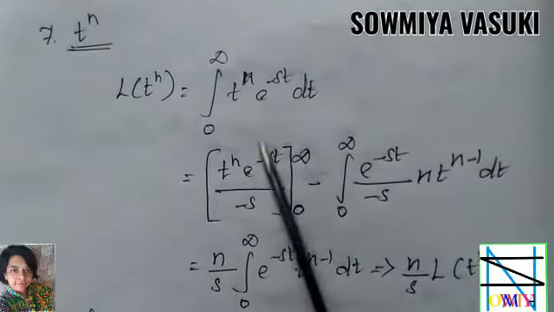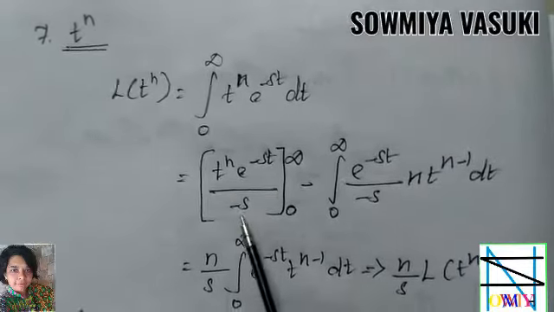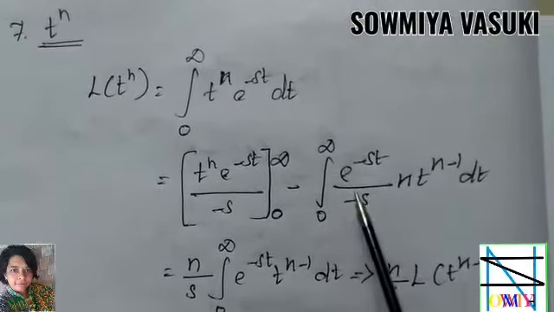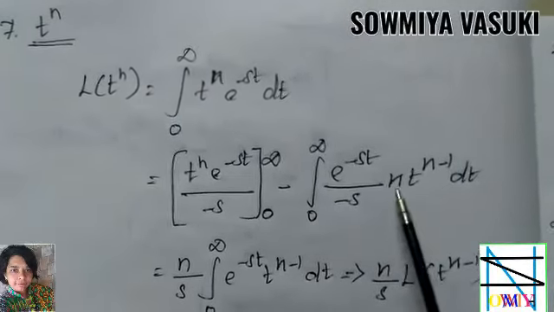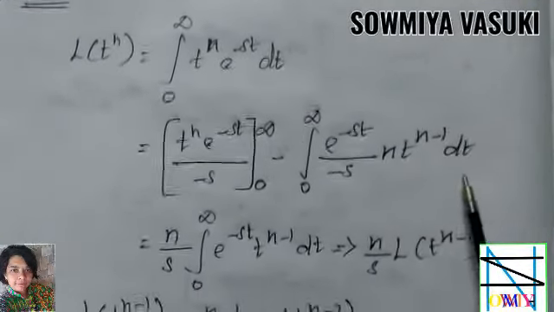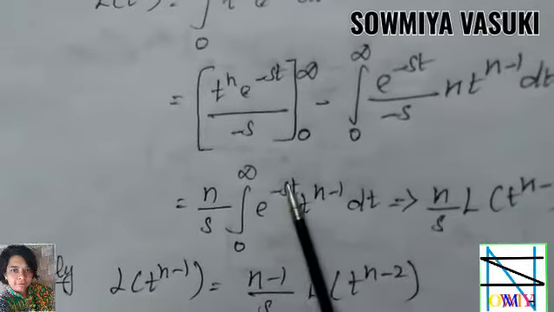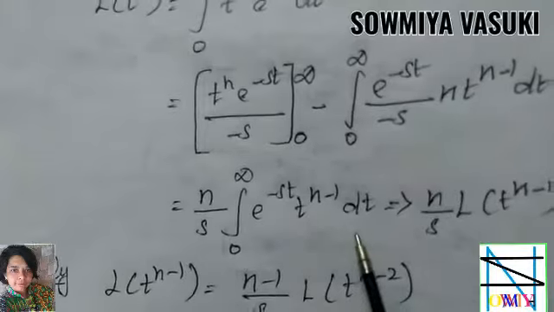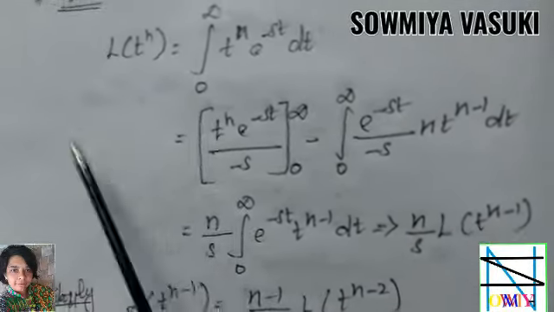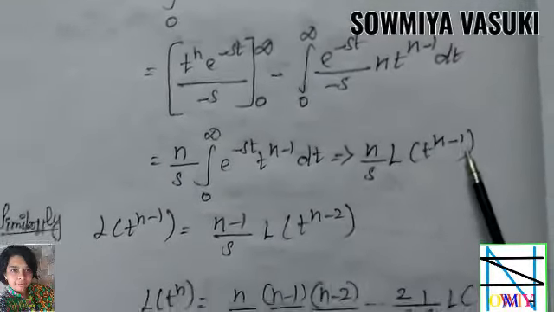So t^n e^(-st) divided by minus s, from 0 to infinity, minus the integral from 0 to infinity of e^(-st) divided by minus s, into n t^(n-1) dt. So n divided by s times the integral from 0 to infinity of e^(-st) t^(n-1) dt is equal to n divided by s times L of t^(n-1). So L of t^n is equal to n divided by s times L of t^(n-1).